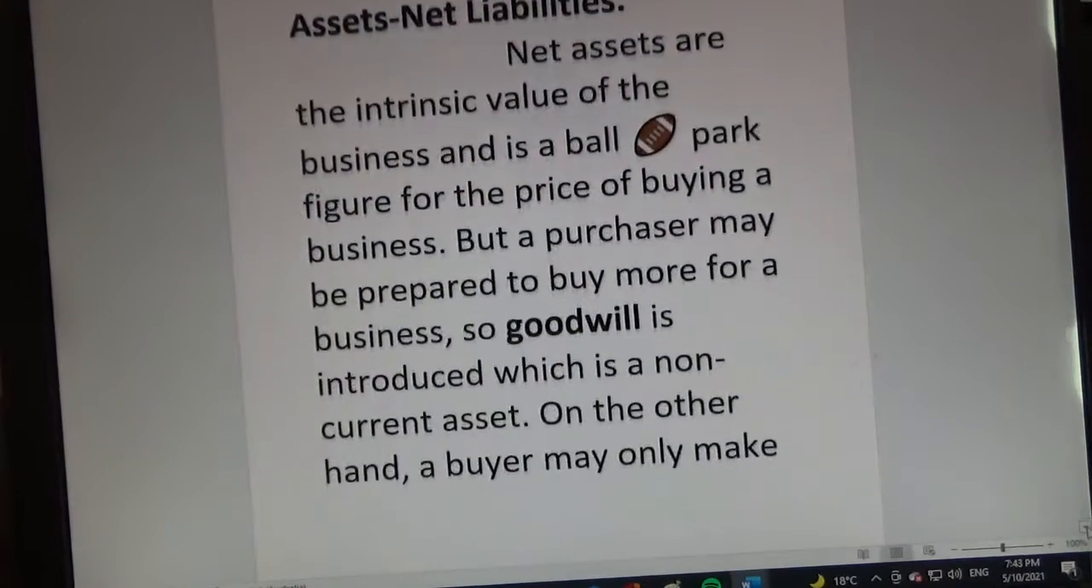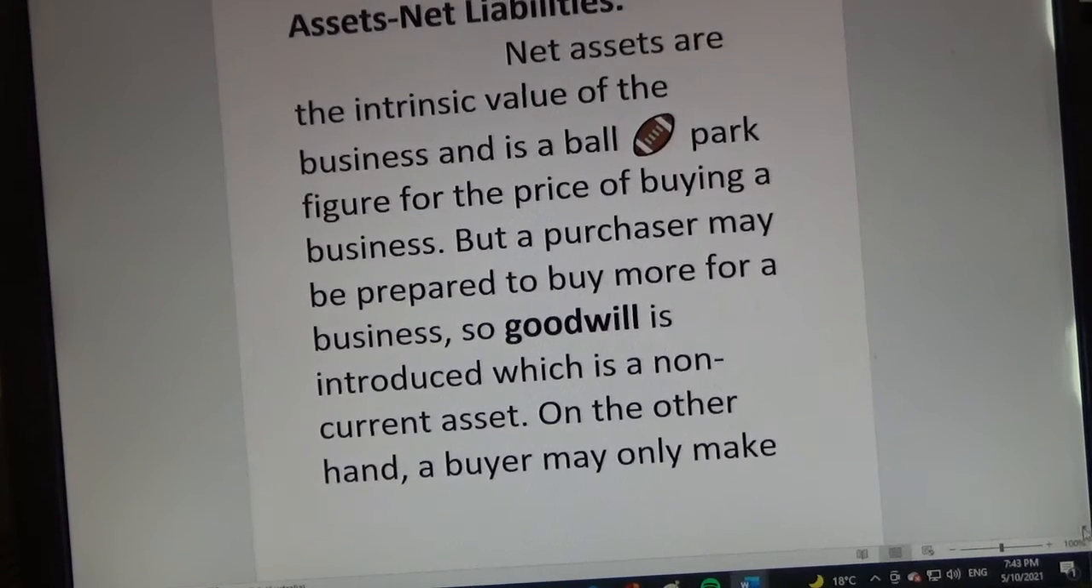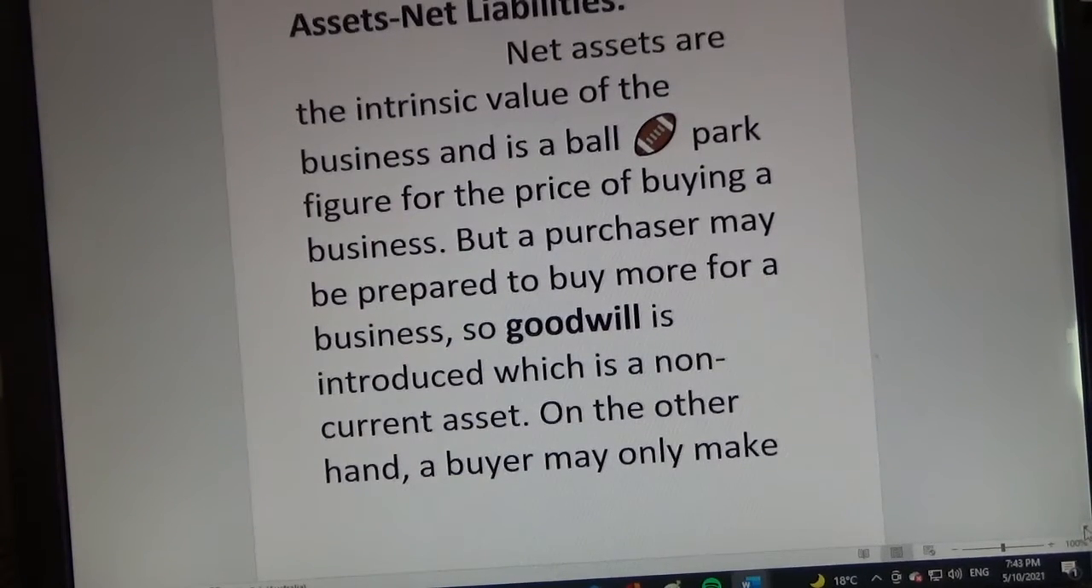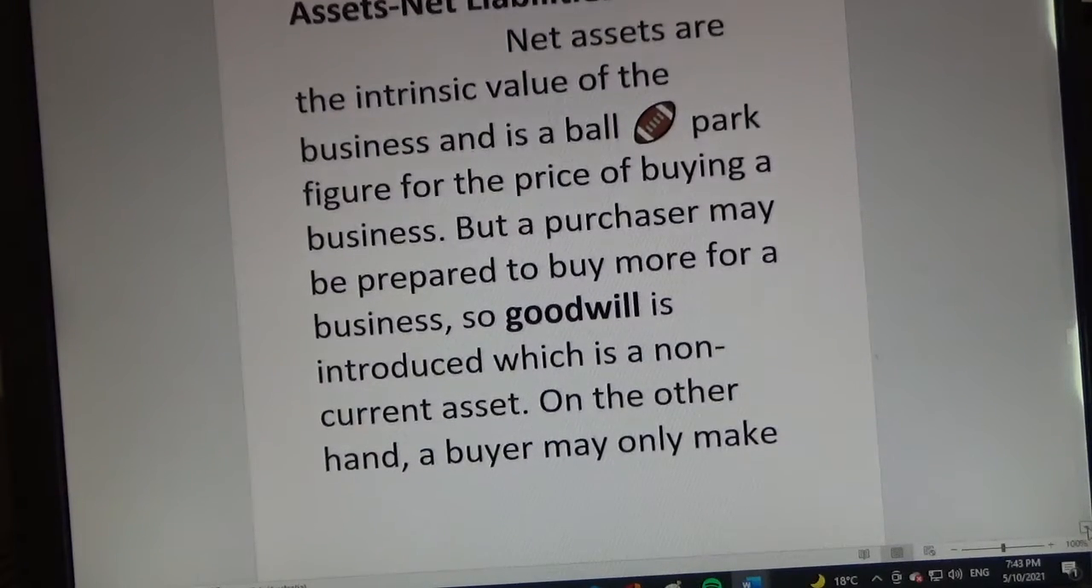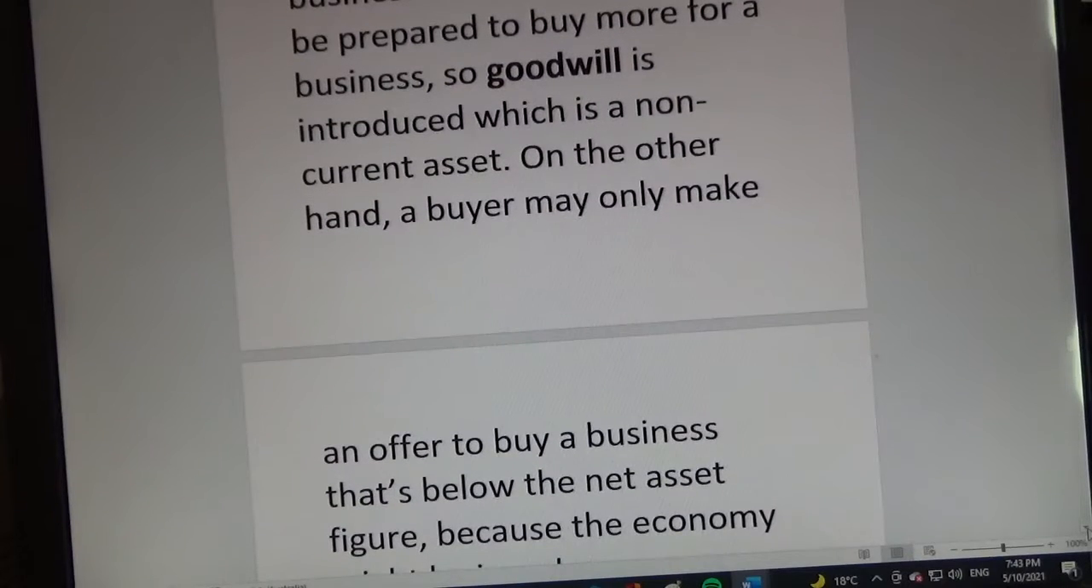Net assets are the intrinsic value of the business and a ballpark figure for the price of buying that business. But a purchaser may be prepared to spend more for the business, so goodwill is introduced, which is a non-current asset and must be amortized. So when you reduce an intangible asset, the term is called amortization. It isn't depreciation. That's a tangible asset.